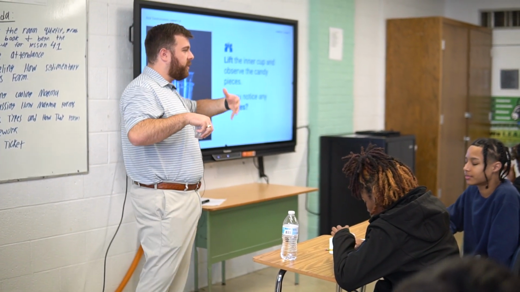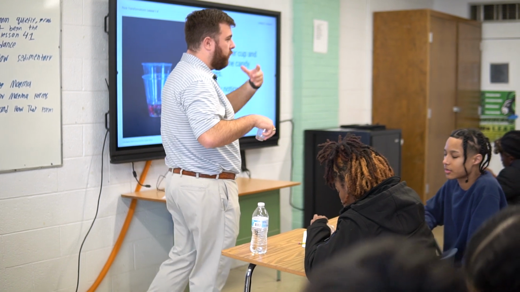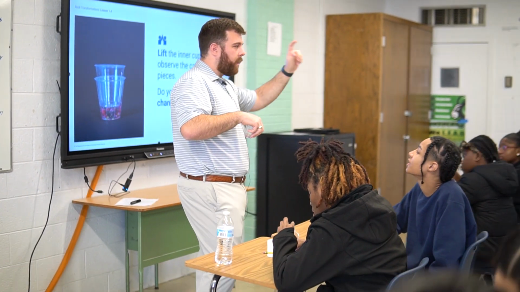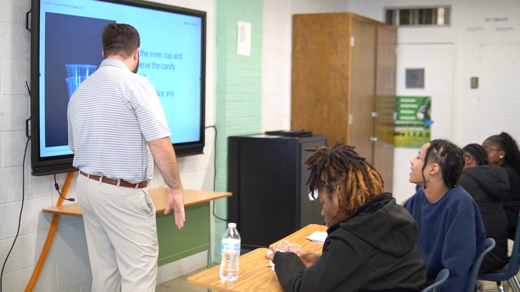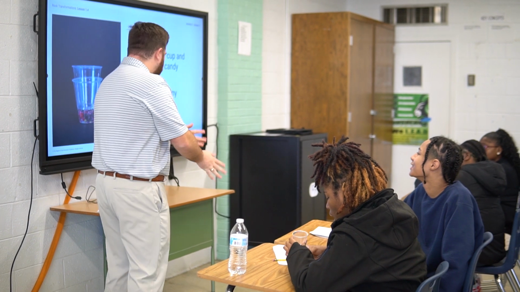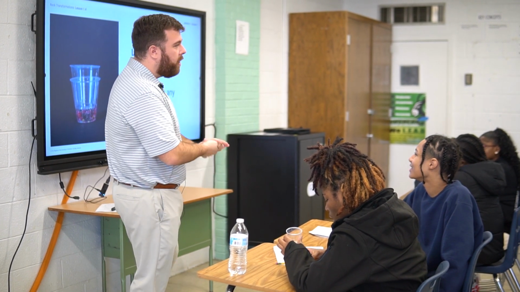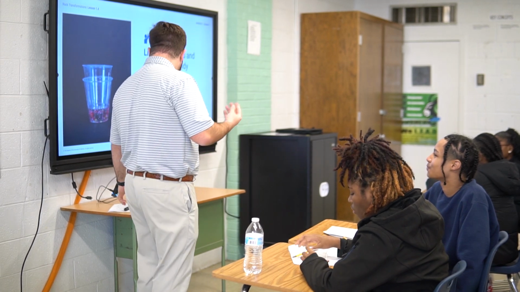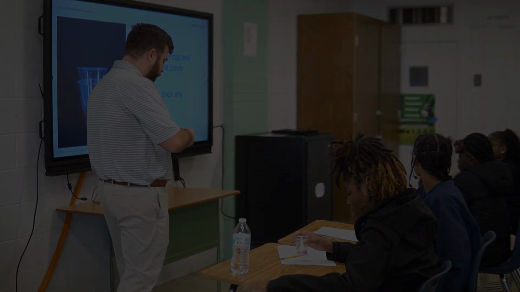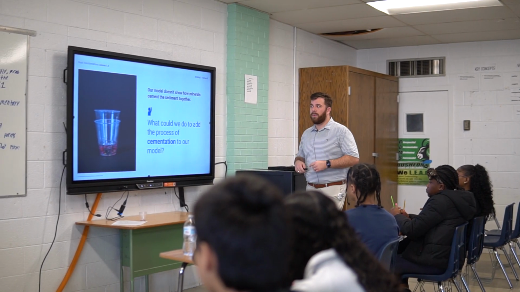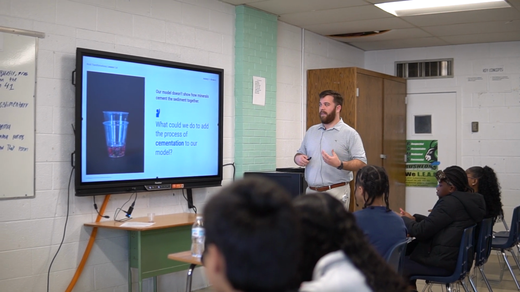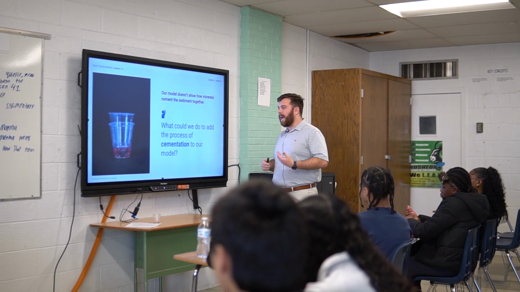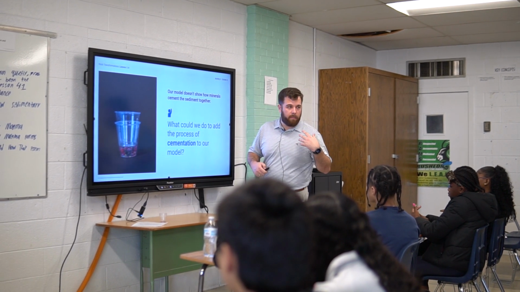Yes. Okay, so they all stick together through, what was that C word? Compaction. Cementation. Perfect. We're getting to that later. We're not at cementation yet, so we've just compacted it, but we don't have anything to stick it together, or to hold it together. So our model doesn't show how minerals cement the sediment together. So what could we do to add the process of cementation to our model?